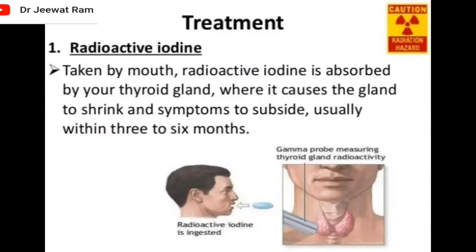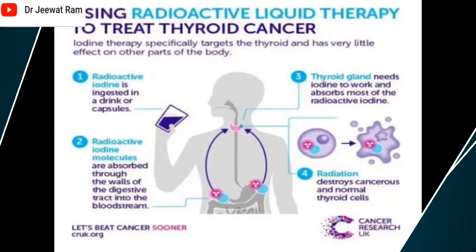Treatment of hyperthyroidism: radioactive iodine taken by mouth. Radioactive iodine is absorbed by your thyroid gland where it causes the gland to shrink and symptoms to subside, usually within 3 to 6 months.